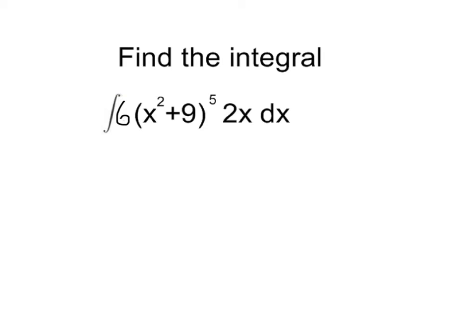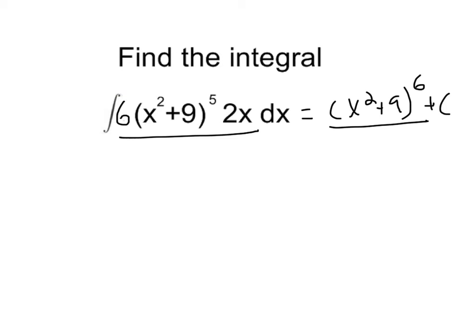So what that means is if I was trying to integrate 6 times x squared plus 9 to the 5th power times 2x, it would be the antiderivative plus c. Well, that would mean that this integral should be equal to x squared plus 9 to the 6th power plus c, because when I took the derivative of this, I got this thing right here. And U-substitution is the means with which we can get that.